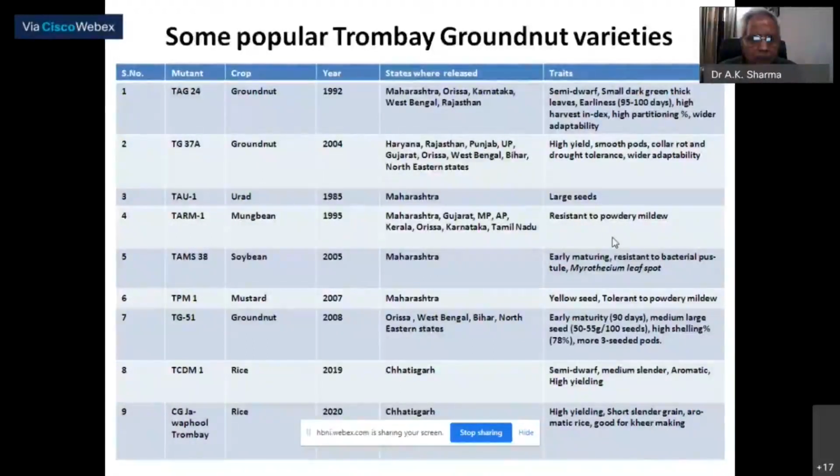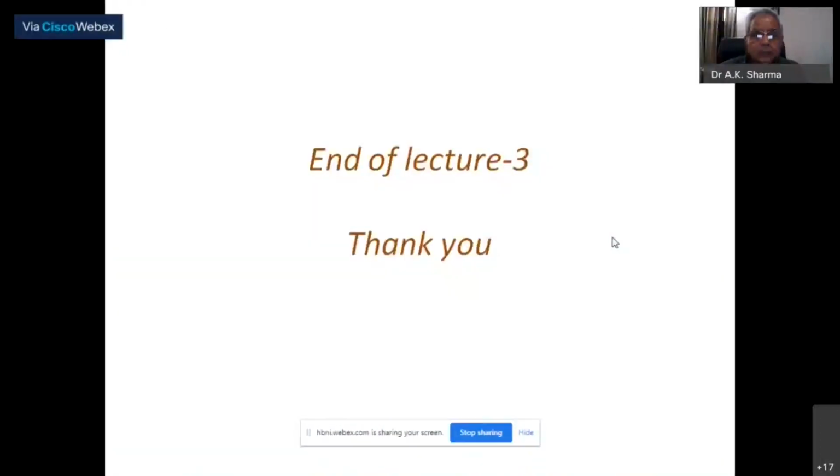Then we have rice varieties which have been recently developed for Chhattisgarh with the university there, and these are again semi-dwarf and high yielding, and the people of the region have really benefited from it. So this is, in a nutshell, what is there in the mutation breeding and crop improvement program.